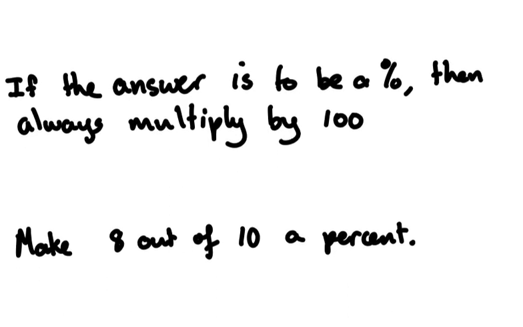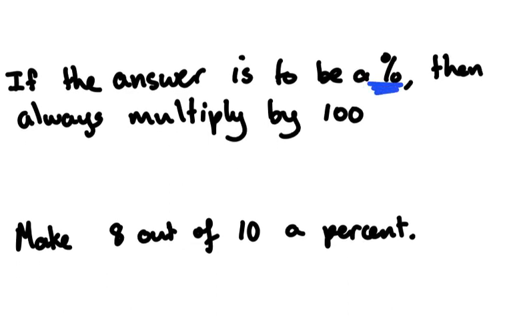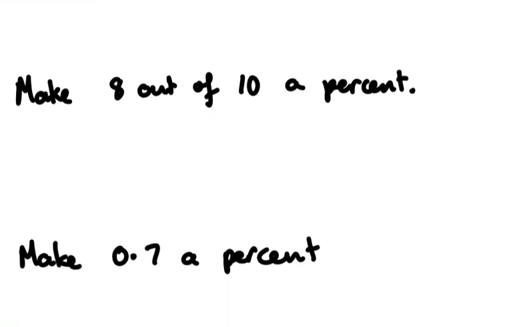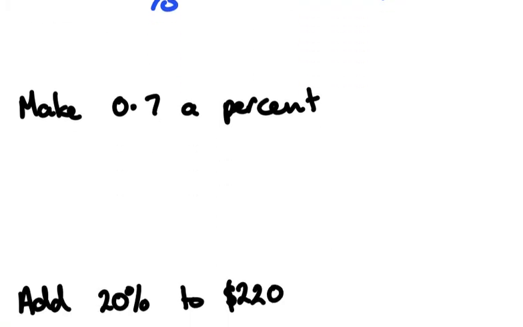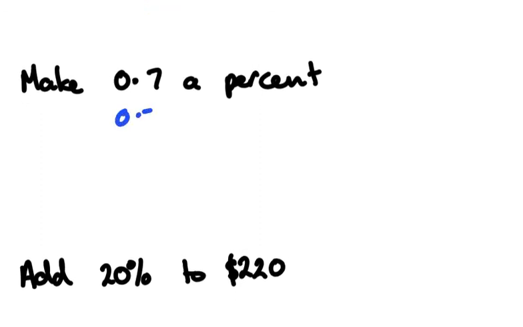If your answer is to be a percent, then you always multiply by 100. Before we were working on 10%, but if your answer is going to be a percent, that's the key. If the answer is going to be a percent, always multiply by 100. So make 8 out of 10 a percent. So you go 8 divided by 10 times 100. That will give you 80%. Make 0.7 a percent. It's 0.7 times 100, which equals 70%.